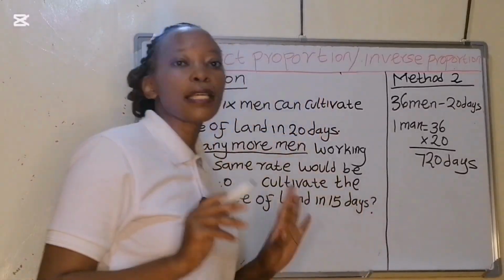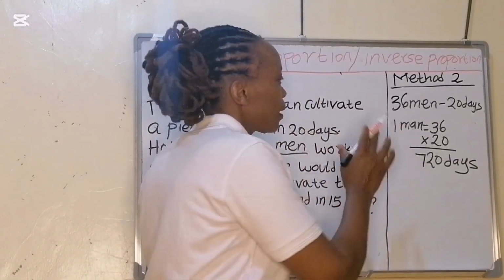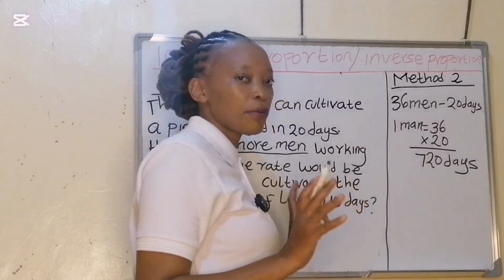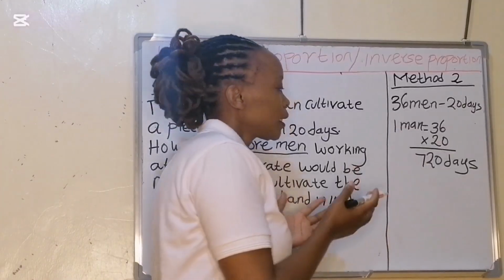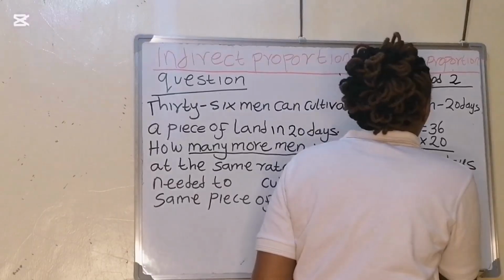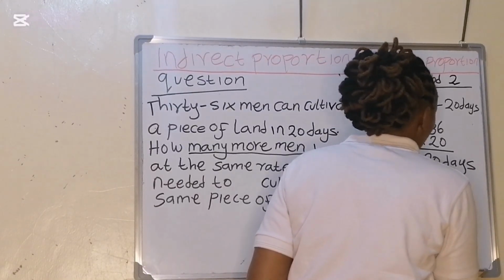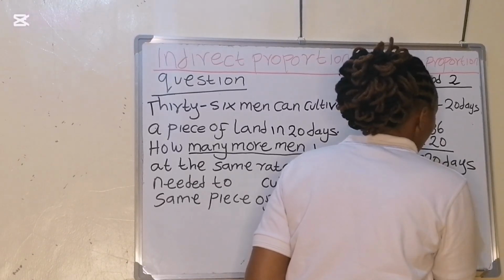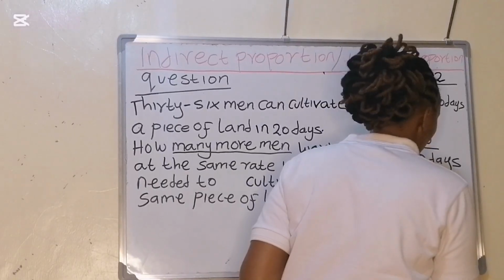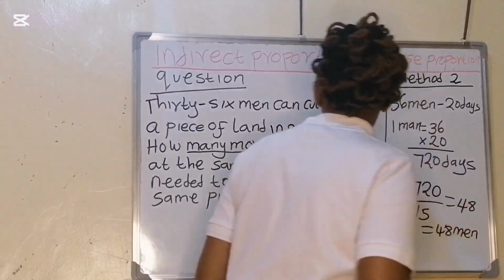I'm saying this is method 2. You can use this method. 36 men takes 20 days. What about 1 man? 1 man can take 720 days. Okay? What about how many men takes 15 days? So it's 720 divided by 15. We get 48. So it is 48 men. I hope you get it.